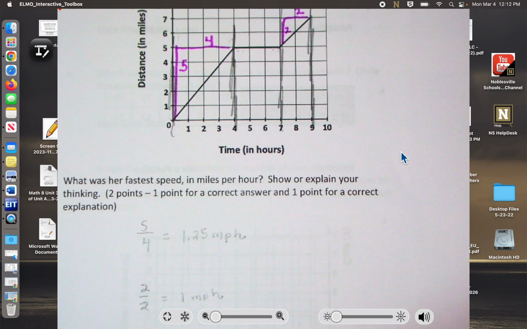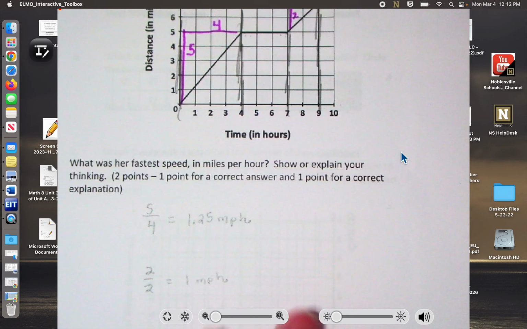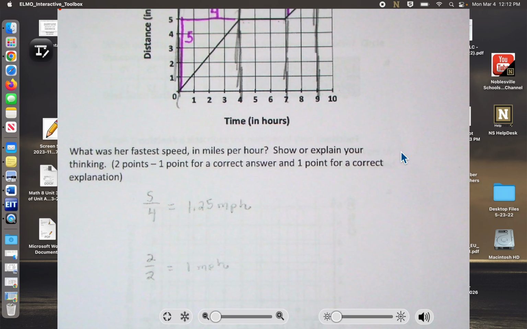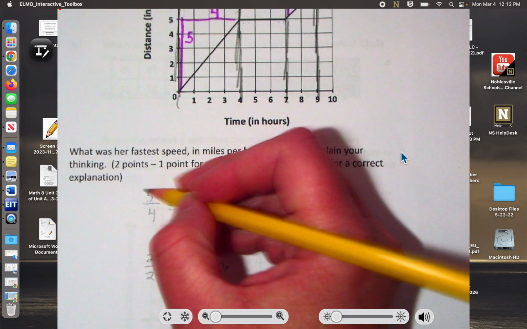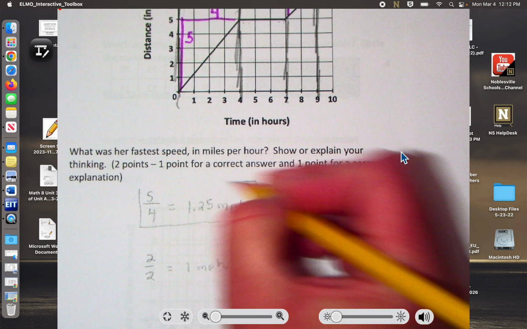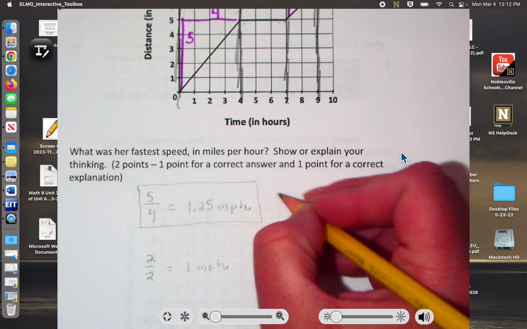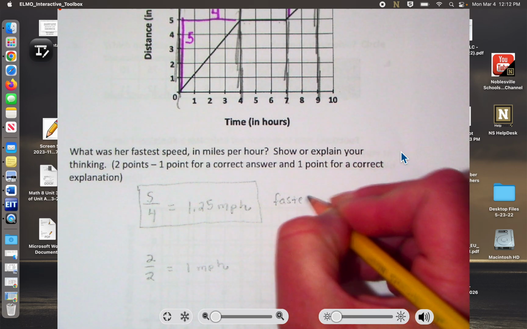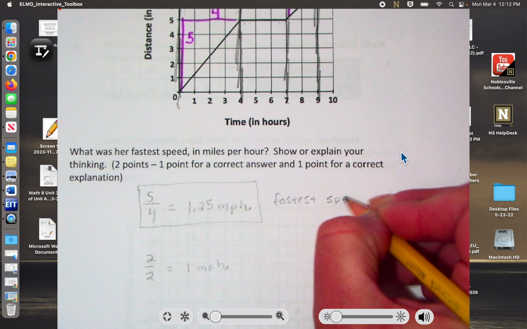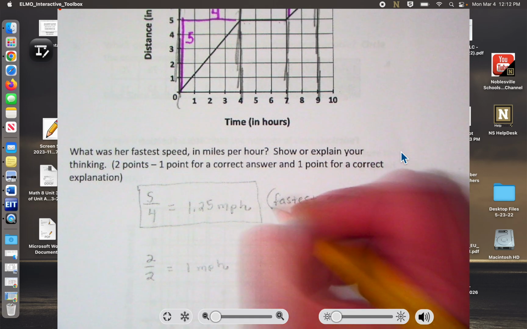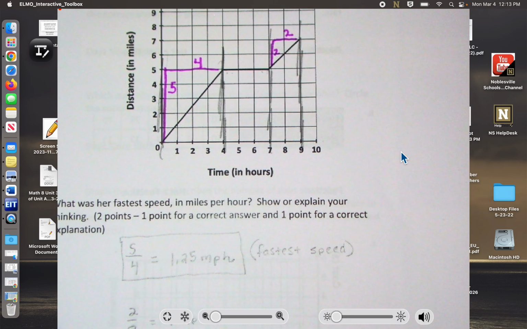So what's her fastest speed that she was actually moving? 1.25 miles per hour. Yep. This is her fastest speed. So I looked at the graph and I found two sections where she was actually moving.